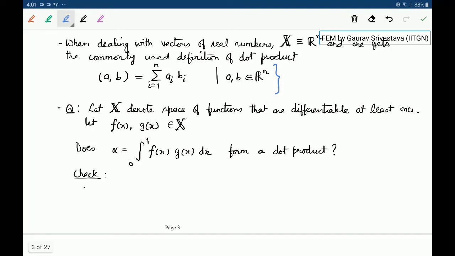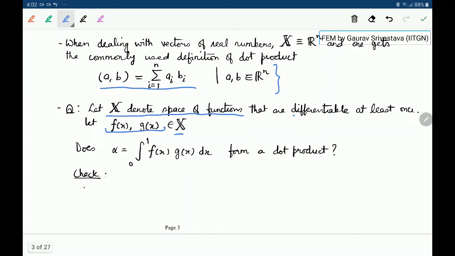Okay. Now next, the question is to think beyond this particular definition of a dot product from the basic properties, and to ask a question. Let X denote a space of functions, not a space of vectors, but a space of functions which are differentiable at least once. And this is just an example. We can take any set of functions for a particular objective. And let's say these functions are f of x and g of x, which come from this space.